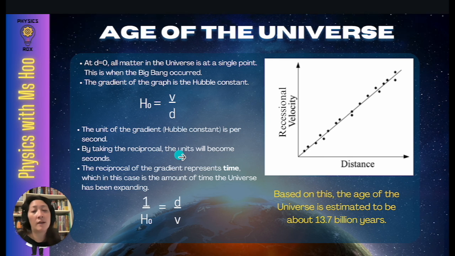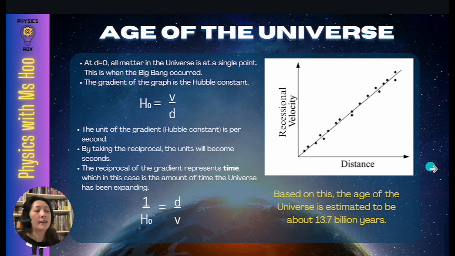That's what this sentence means. Because the unit of the reciprocal is seconds, this tells us that the reciprocal of the gradient is time, which in this case represents the amount of time the universe has been expanding. So based on this, the astronomers have estimated the age of the universe to be about 13.7 billion years. Now, you are also expected to know the age of the universe, and yes, this has come up before in a past year question. What if you can't memorize it? Well, you're not expected to.